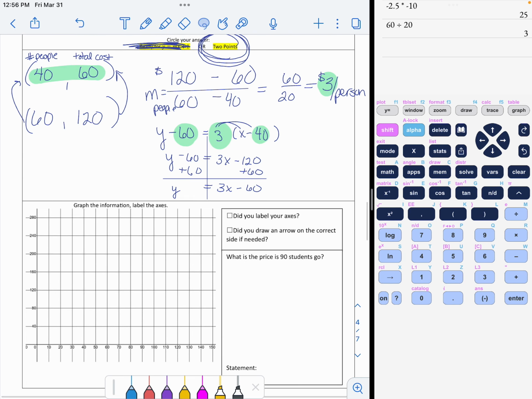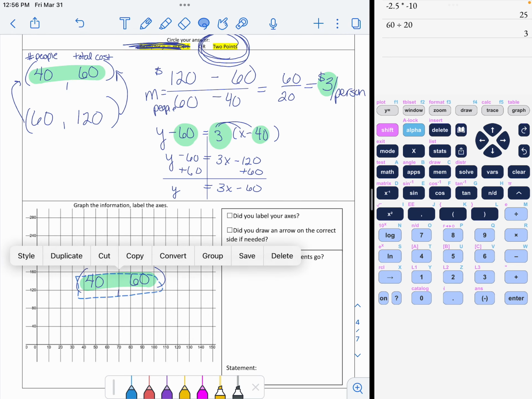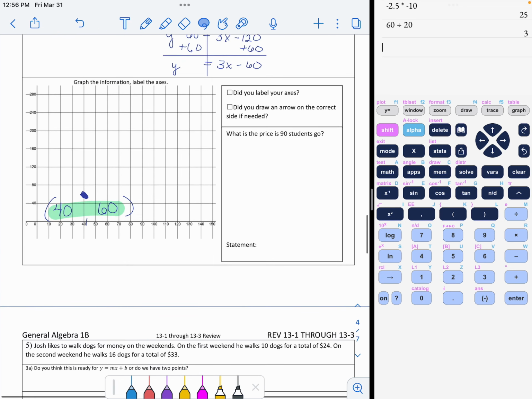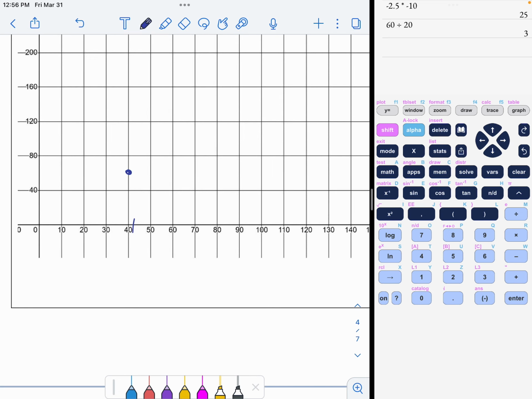So what I'm going to do instead is I'm going to plot this point. Let's go find out where 40 comma 60 is going to be. So here's 40. You don't even see my dot, do you? There you go. So 40 is right here and 60 is right in the middle. So right there. 40, 60 is right there. Oh boy, look how messy that is. So that's 40 and 60.